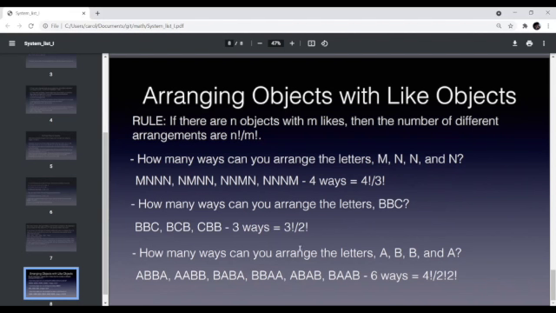How many ways can you arrange the letters A, B, B, and A? A A B B, A B A B, A B B A, B B A A, B A B A, B A A B, which is 6 ways. This is 4 factorial divided by 2 factorial times 2 factorial.